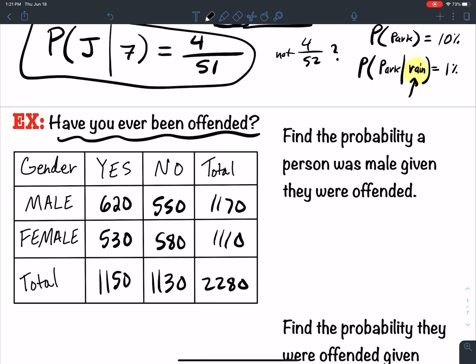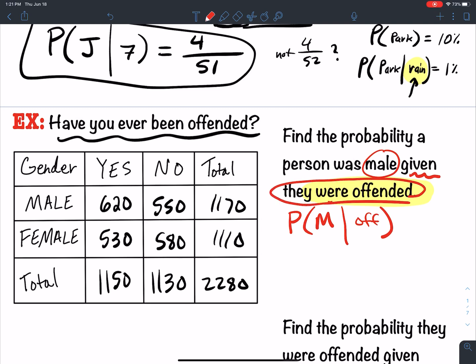So here's the question. Find the probability a person was male. What's the probability that you're male given that you were offended, okay? So the probability that you're a male given that you're offended. So you see how I wrote that. Now, remember, guys, offended is the new sample space. So the people who were offended are my new sample space. People who were offended answered the question as a yes. So the only thing that I look at are the offended people, okay? So I don't look at anybody else, just the offended people, all right?